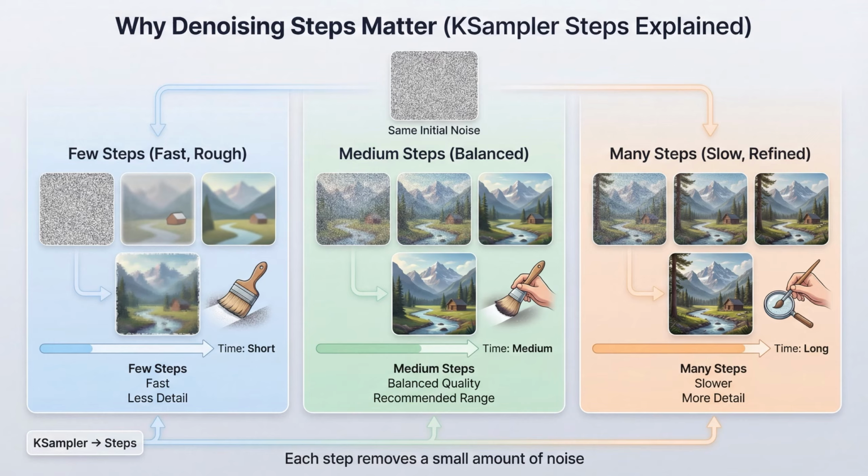When you increase the number of steps, the model has more chances to clean up noise and add detail. When you decrease the number of steps, the process is faster, but the image can look rough or incomplete. More steps means slower generation and more refinement. Fewer steps means faster generation and less refinement. There is always a balance between speed and quality.